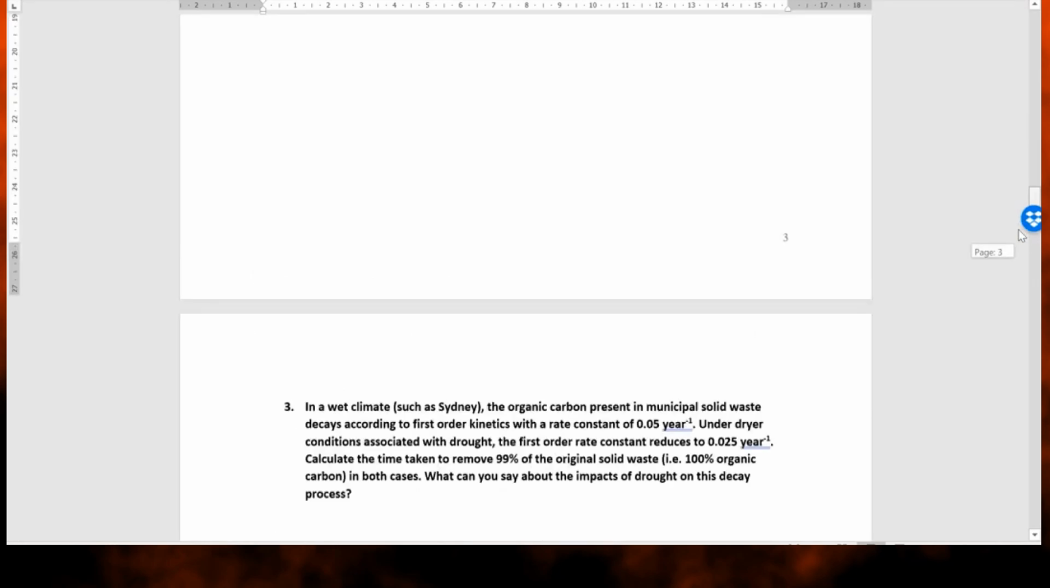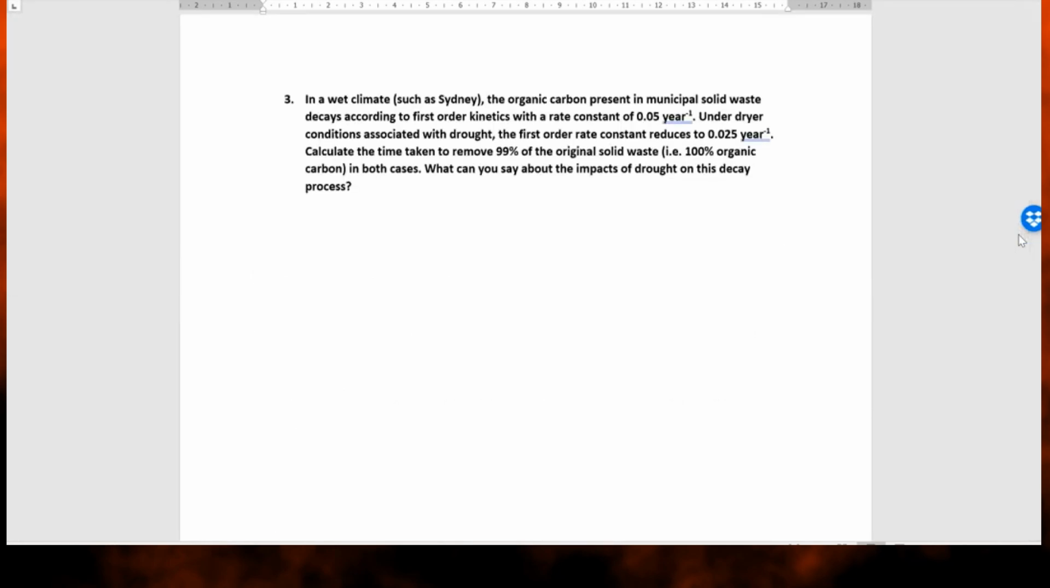All right, another example. In a wet climate, such as Sydney, when it's rainy season, it's really wet. The organic carbon present in municipal solid waste decays according to first order kinetics with a rate constant of 0.05 per year. Under drier conditions associated with drought, the first order rate constant reduces to 0.025 per year. So the rate constant for wet season is 0.05, but for dry season it is 0.025, which means it decreases in the dry season.